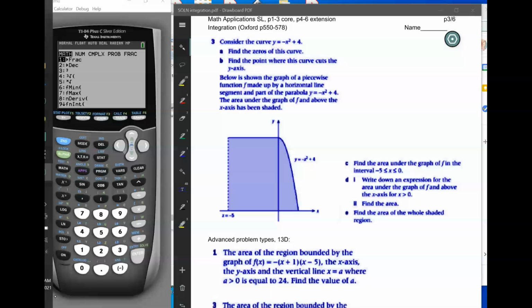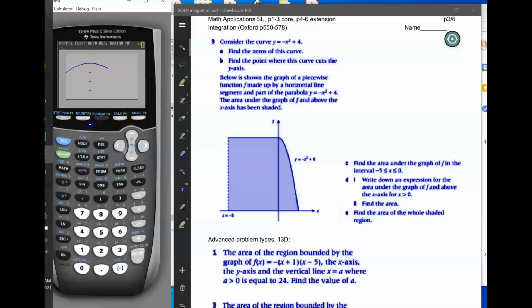Okay, so for the first one, it gives us a curve y equals negative x squared plus 4, and it asks us to find the zeros of this curve. So let's go ahead and do that. It gives us a function, so the first thing we're always going to do when we're given a function is put it into y equals negative x squared plus 4, and we graph it, and then it says to find the zeros of this curve.